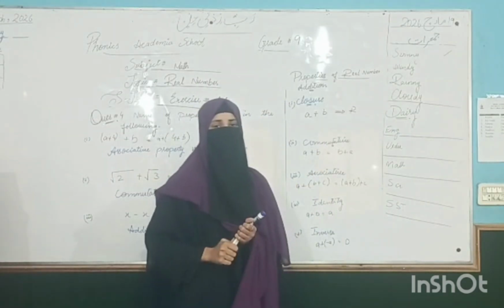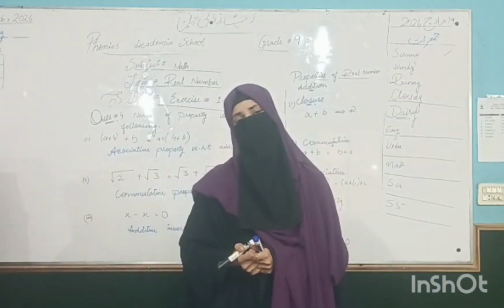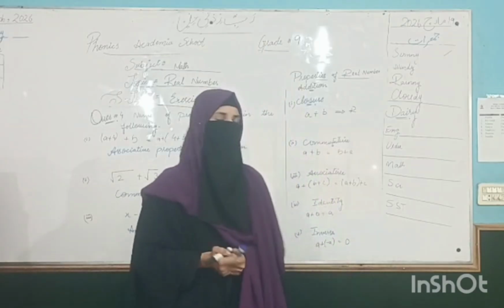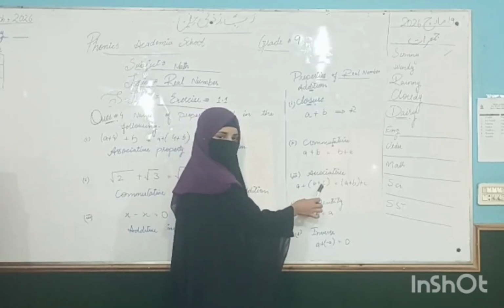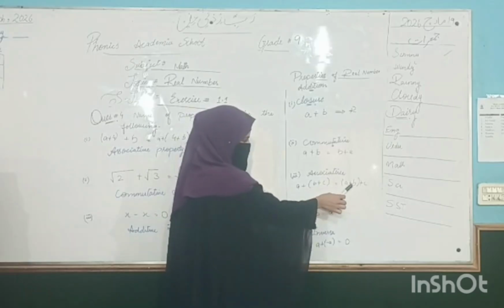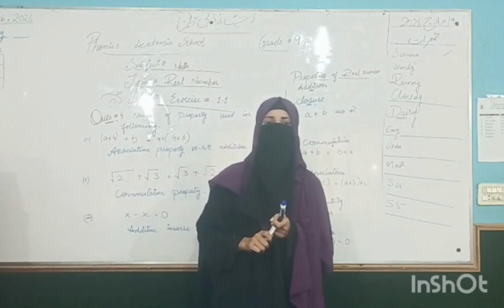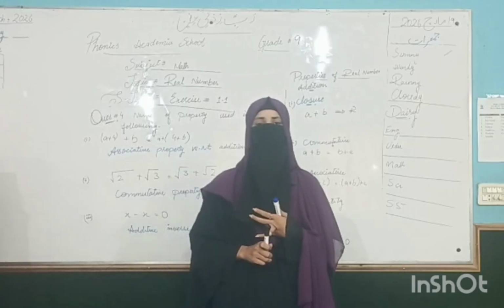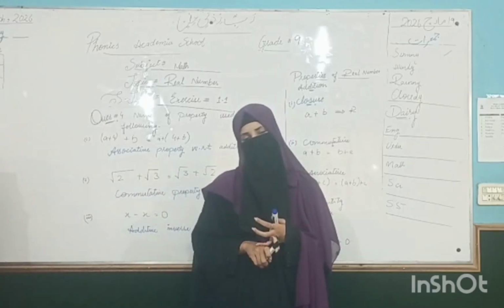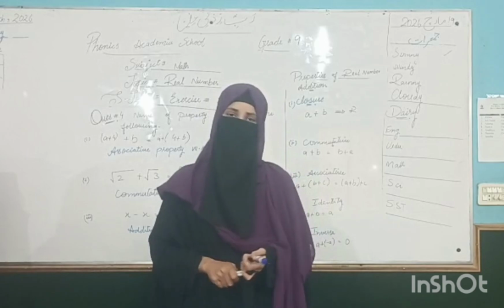The associative property has three terms, a, b, c on the left side and a, b, c on the right side. The first is a plus bracket b plus c equals bracket a plus b bracket plus c. So when you have brackets and three terms on both sides, and the answers of both sides are equal to each other, it is called the associative property of addition.